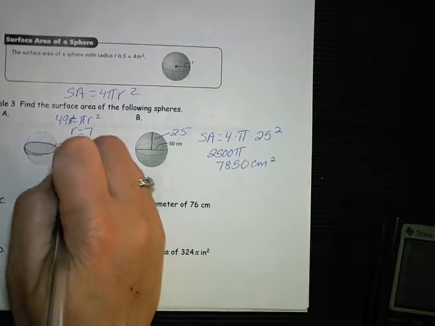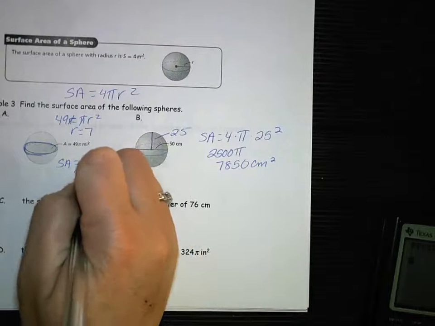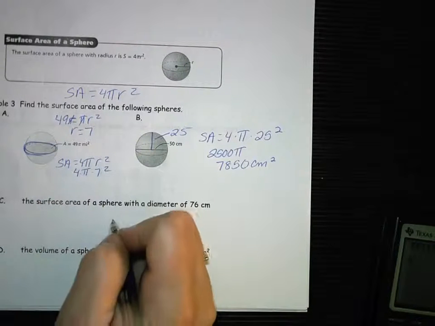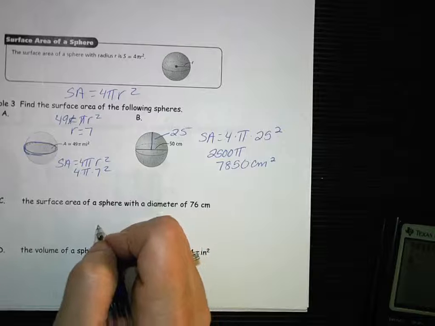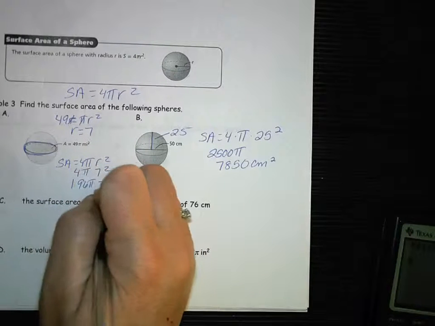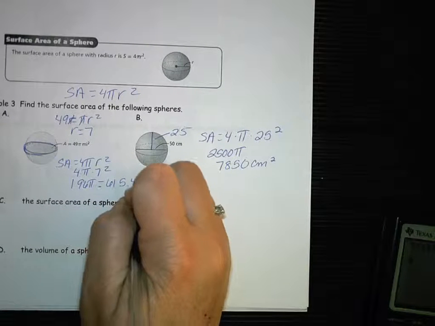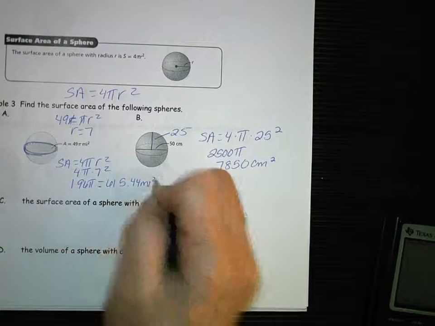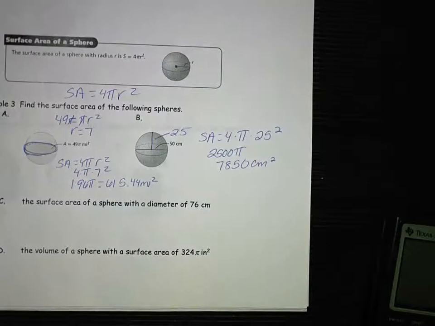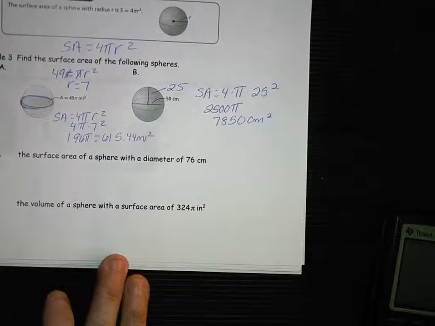So finding the surface area then, 4 pi r squared is 4 pi times 7 squared. And when you multiply that out, you get 196 pi. And multiplying that, 615.44 miles squared. Big circle, big sphere. Letter C, surface area of a sphere with a diameter of 76.